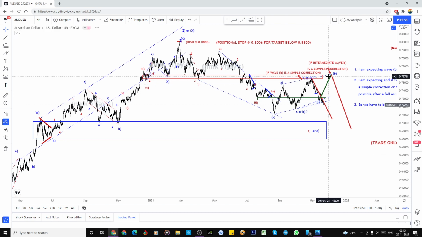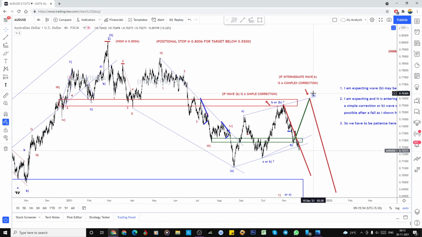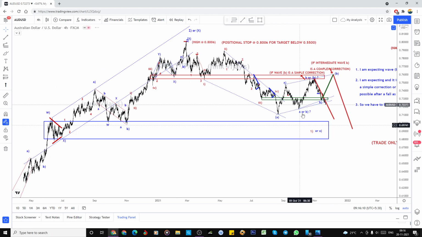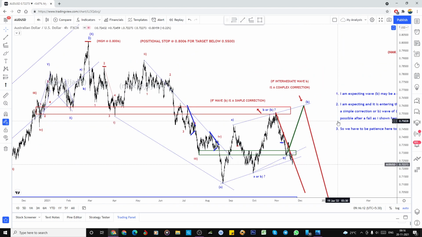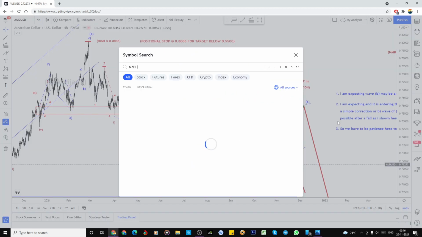So what is the main view? It is in downtrend. So every bounce we have to be in sell position. That's it. Expecting this, no need to be on the buy side. Only if it reaches here you can sell. Until then, just don't do anything, just keep your positions and sell. That's it. The same view, nothing changed in this also. So let's move on to New Zealand dollar.